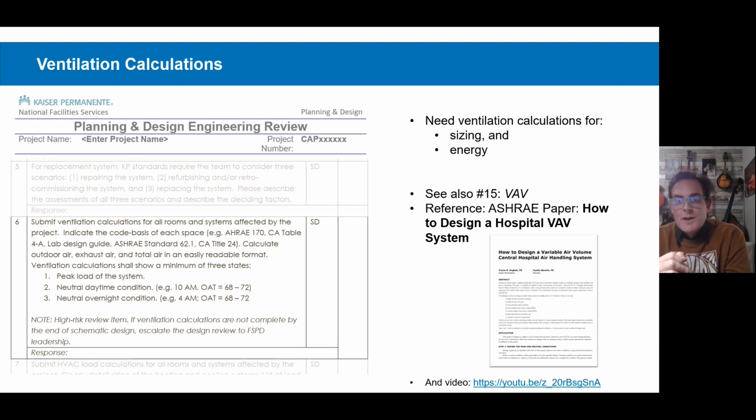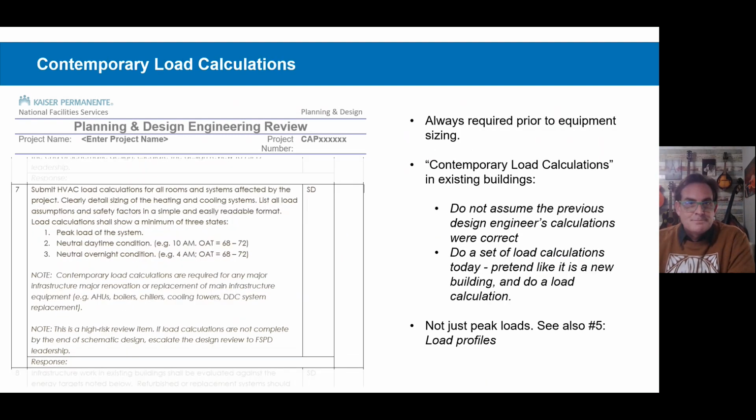This is one of those ones where the most common response we get is what we call a future tense response. That's where the engineer replies, yes, we're going to do ventilation calculations. We're going to do them during DD, or we're going to do them during CD. And unfortunately, we just can't accept that. We need to see your ventilation calculations during SD, before that schematic design estimate.